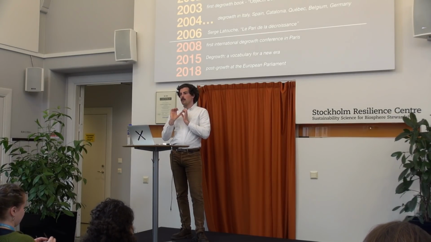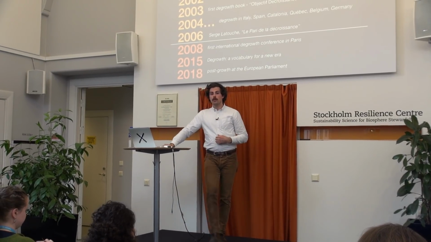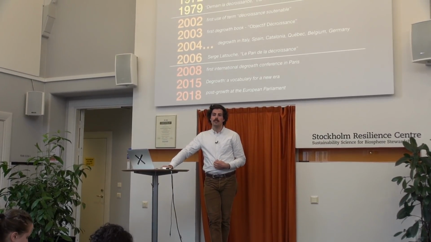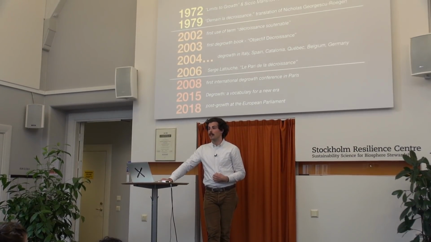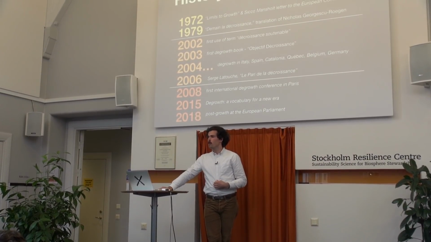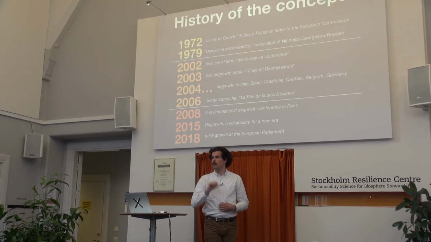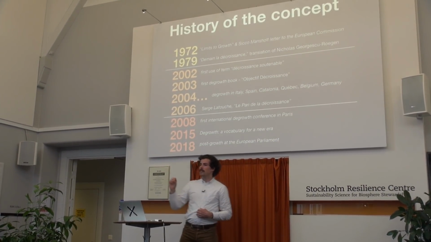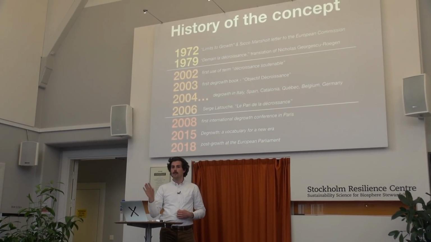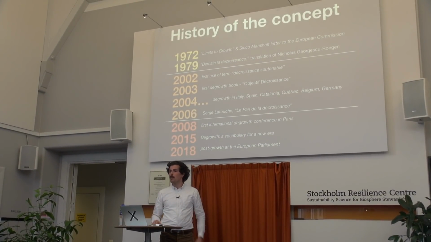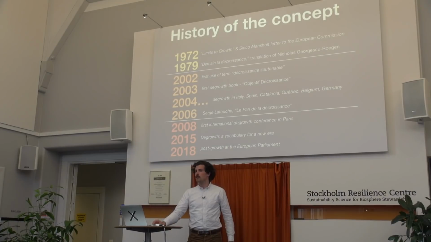So, a very quick history of the concept of degrowth itself. The first time it was used was in 1979. It was two Swiss philosophers who wanted to translate the work of Nicolas Georgescu-Roegen. Not the full work, they just selected five essays, translated into French in a short book, and they were looking for a title. And they called it Demain la décroissance, tomorrow degrowth.